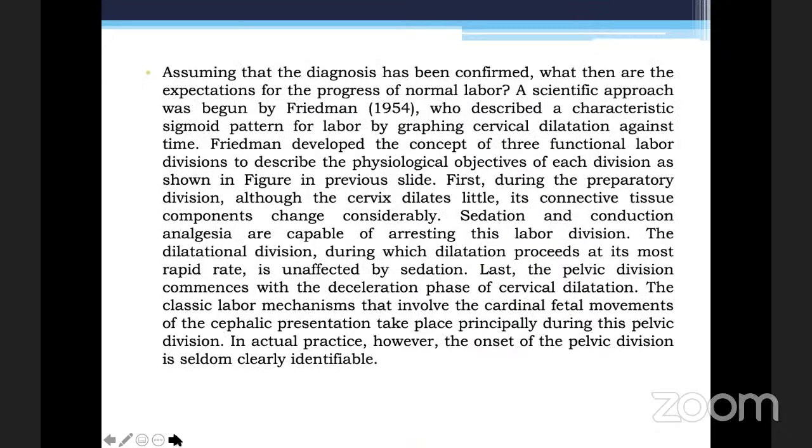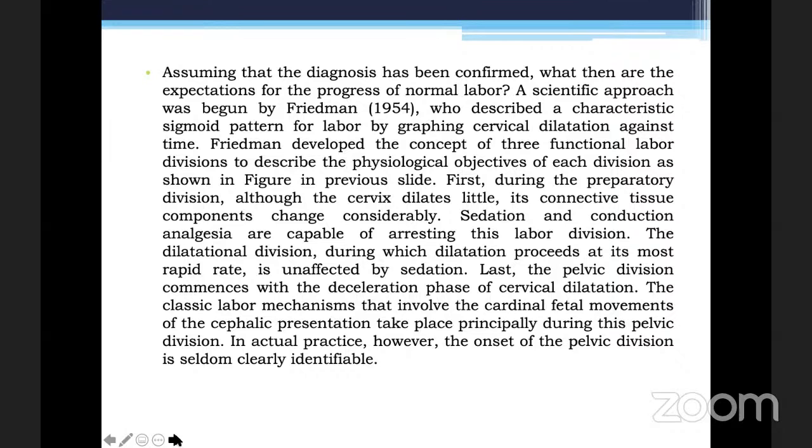Assuming the diagnosis has been confirmed, what are the expectations for the prognosis of a normal labor? Friedman's curve will help us to know whether the baby can be delivered vaginally. This scientific approach was begun by Friedman, who described a characteristic sigmoid pattern for labor by graphing the cervical dilatation against time. Friedman developed the concept of 3 functional labor divisions to describe the physiological objectives of each division, as shown in the figure in the previous slide.